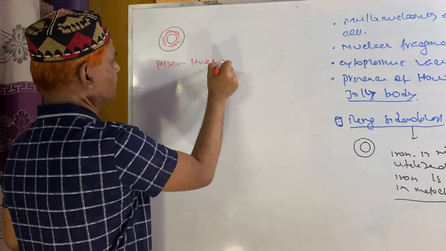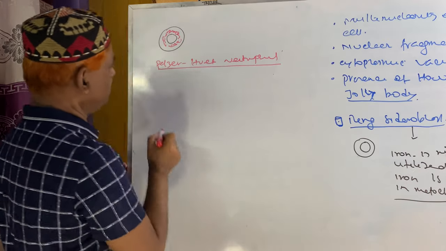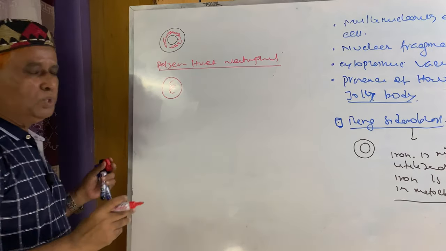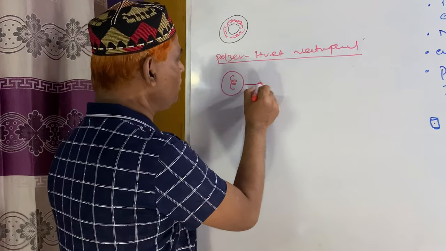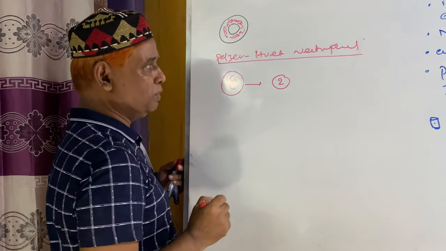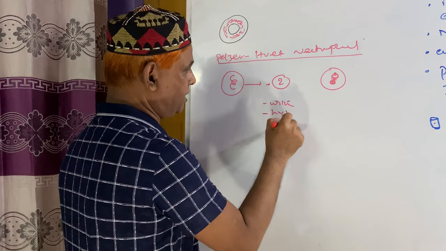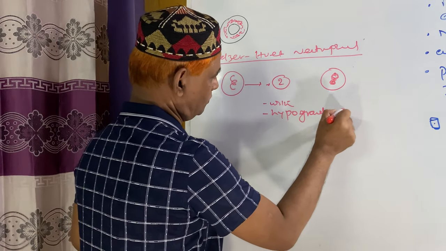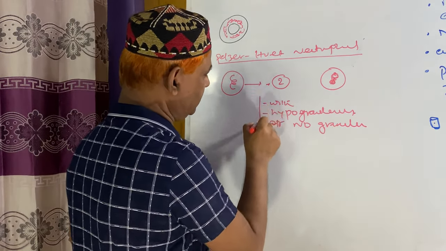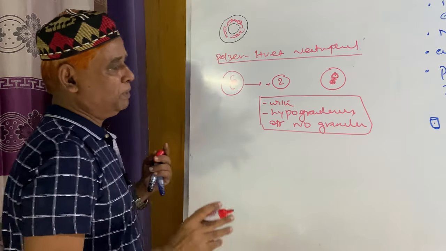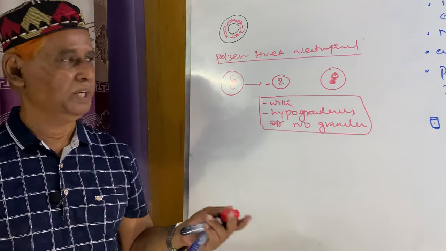I've told you here, pale jar white neutrophil. What is this? Dear audience, we know the neutrophil usually has a 2 to 3 lobed nucleus. If the nucleus has only two lobes with hypogranularity or no granules, then the neutrophil is called pale jar white neutrophil. Again, pale jar white neutrophil contains two lobes and there is hypogranularity or no granules. It is called pale jar white neutrophil.